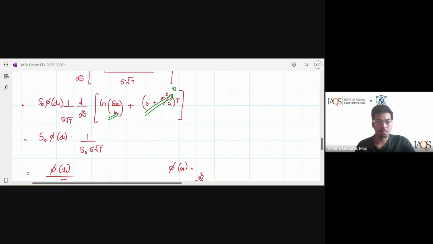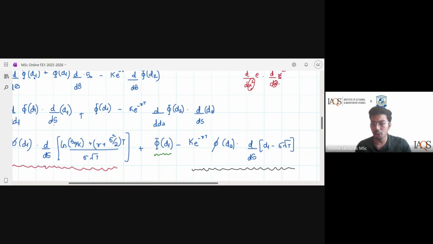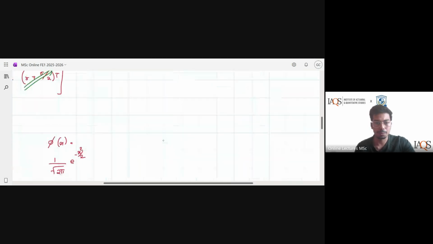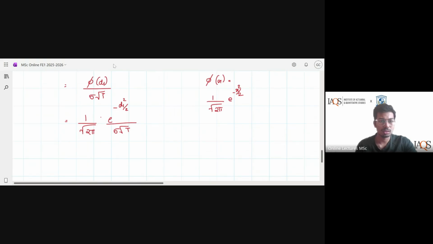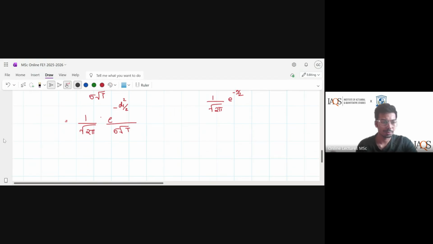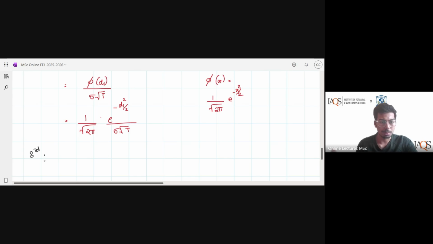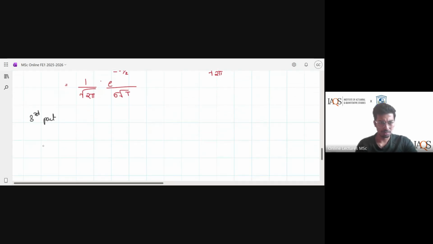All right, let's move further. Second part, I have nothing to solve for. I'll keep phi d1 as it is. Let's solve the third part now. The equation of the third part is k into e raised to minus rt phi of d2.